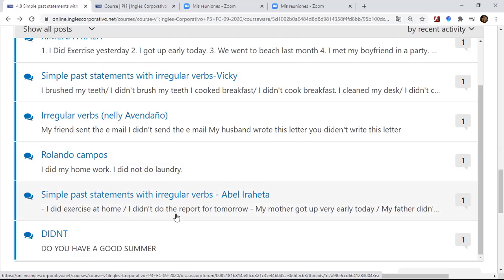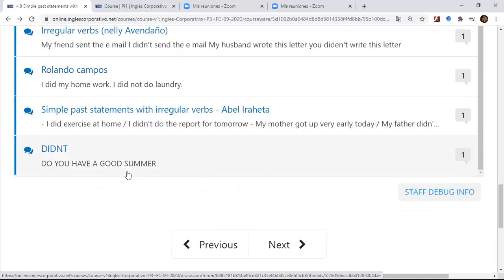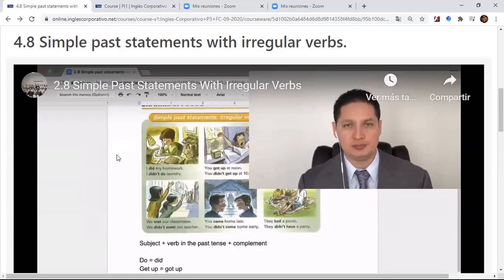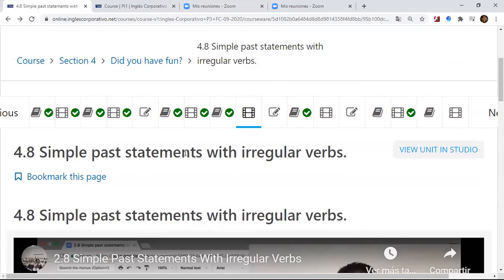Now, I didn't do the report for tomorrow. Excellent. My mother got up very early today. That's okay. Las mamás y los papás siempre se levantan temprano. Good, thank you. And do you have a good song? No, I don't understand this one. Este comentario si no lo entiendo. Okay. But anyway, thank you for your commentaries. Thank you very much. Now we'll go to the knowledge check, right?